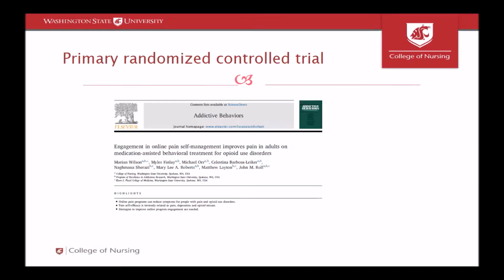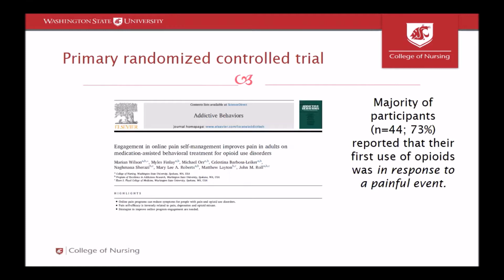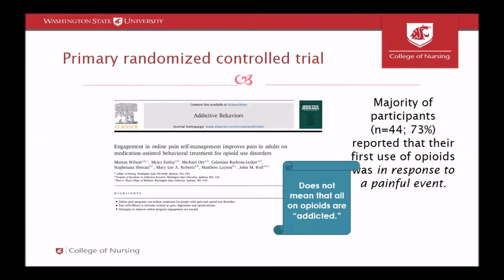So we did a randomized controlled trial. It's been just a couple of years now. You can read the full paper if you're interested. We tried this online pain self-management program focusing on people receiving medication-assisted behavioral treatment for opioid use disorder who also had concurrent pain. And the majority of participants that we recruited did report that their first use of opioids was in response to a painful event. Some of them qualified that as an emotionally painful event, but for most it was a legitimate physical painful event of some sort.